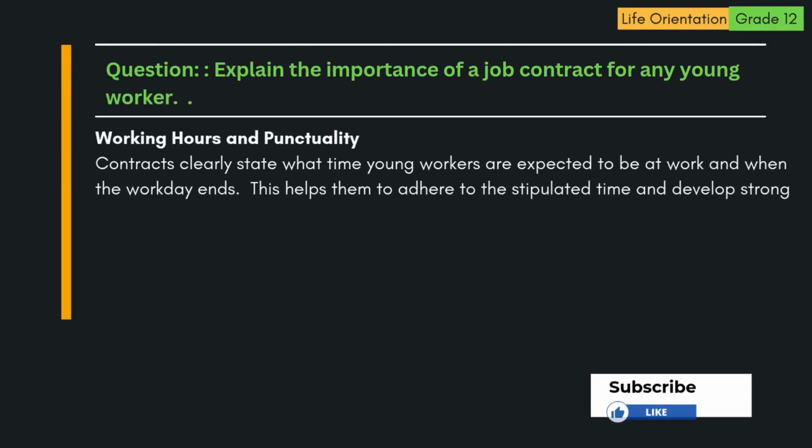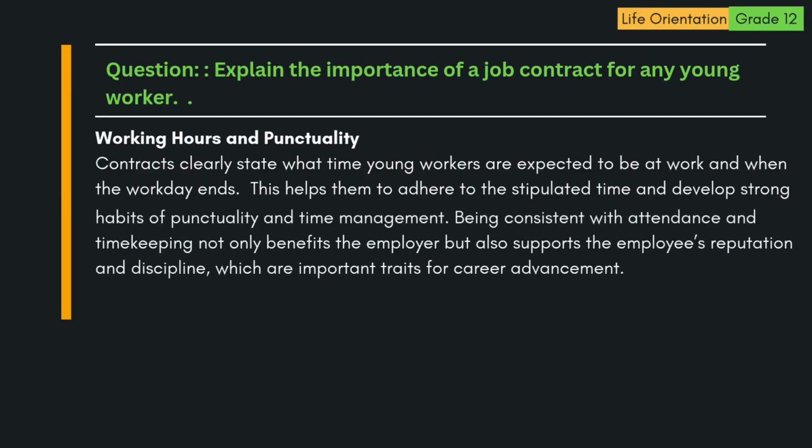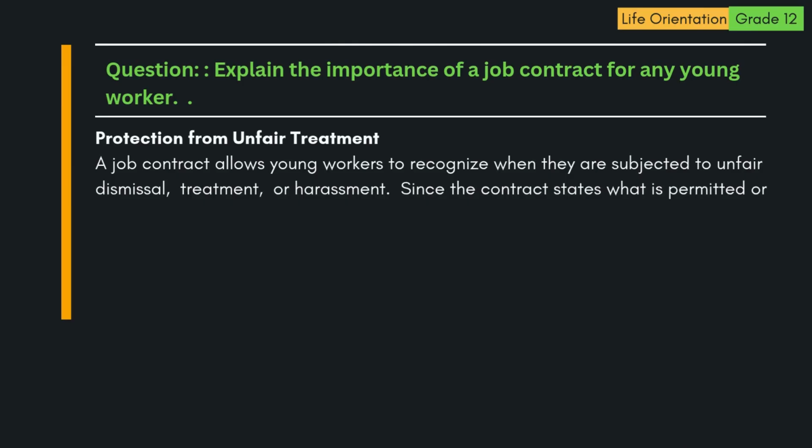7. Working hours and punctuality. Contracts clearly state what time young workers are expected to be at work and when the workday ends. This helps them to adhere to the stipulated time and develop strong habits of punctuality and time management. Being consistent with attendance and timekeeping not only benefits the employer, but also supports the employee's reputation and discipline, which are important traits for career advancement. 8. Protection from unfair treatment.